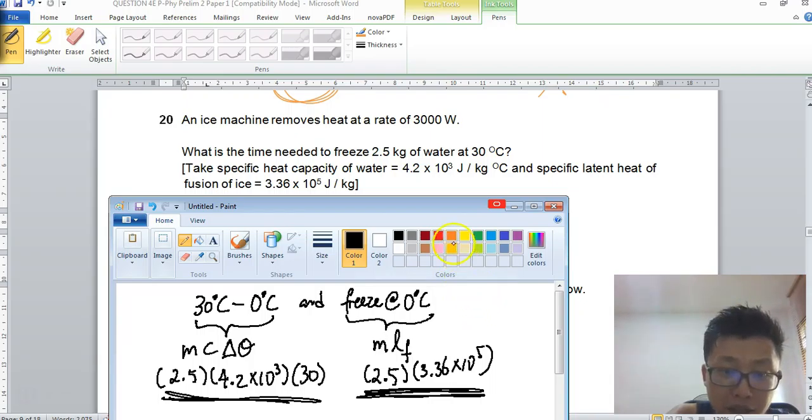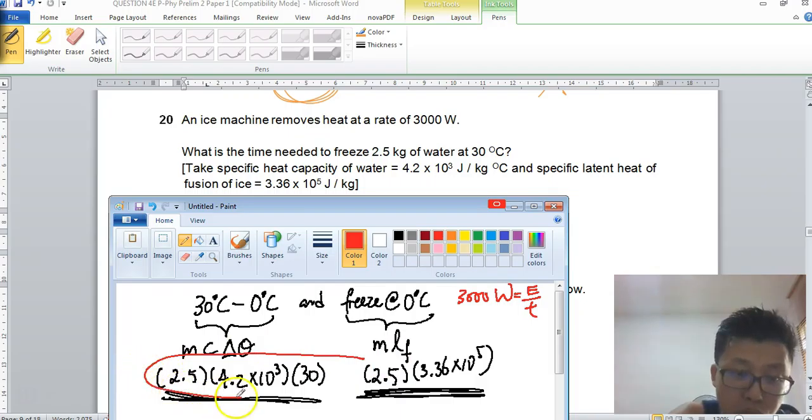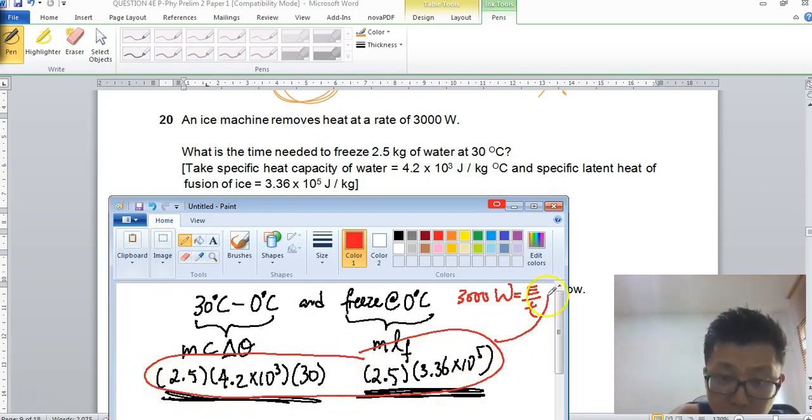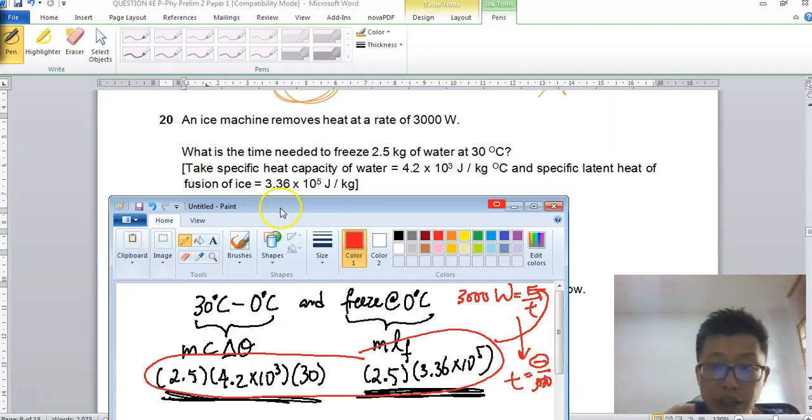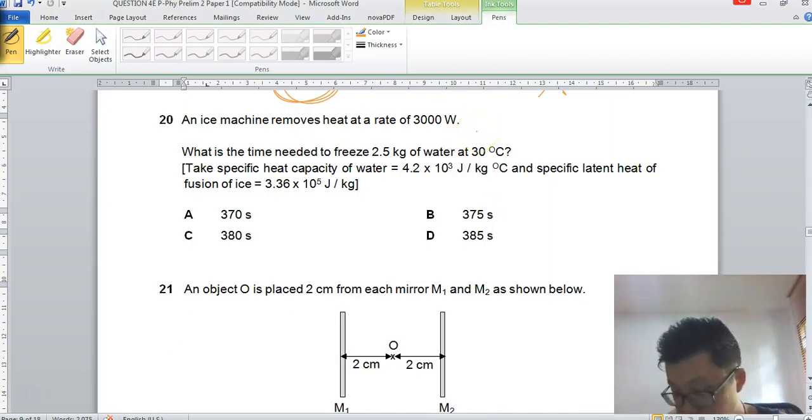And then the question gives you another piece of information, that the machine can remove 3000 joules of heat energy per second. So what you need to do is that 3000 watts is equal to the amount of energy over time. So this whole chunk goes into your E, and hence if you want to find time, you just take this whole chunk divided by 3000. You should be able to get the answer. Okay, so I'm not going to calculate for you, do it yourself.